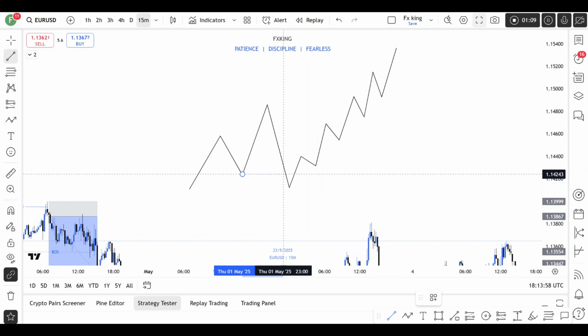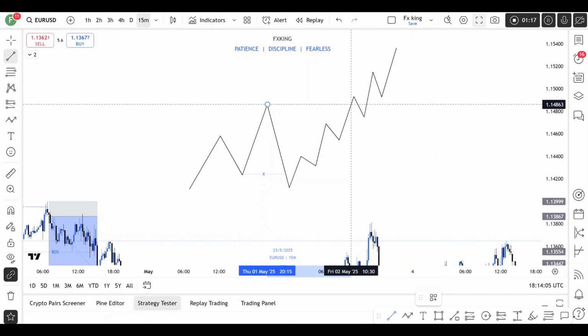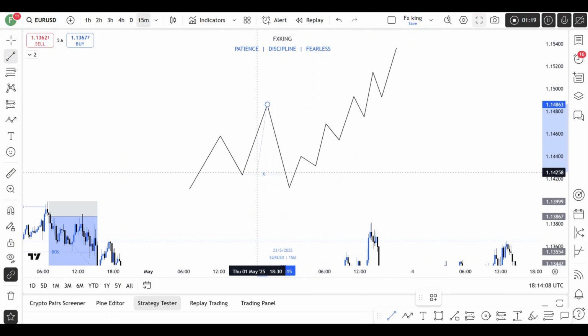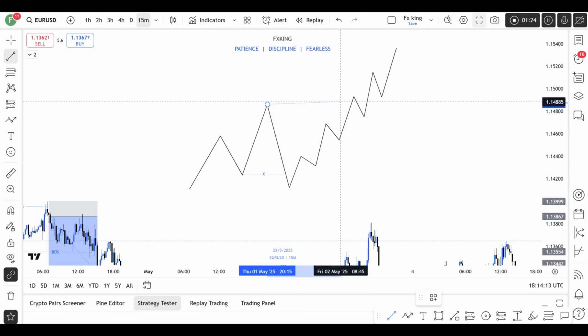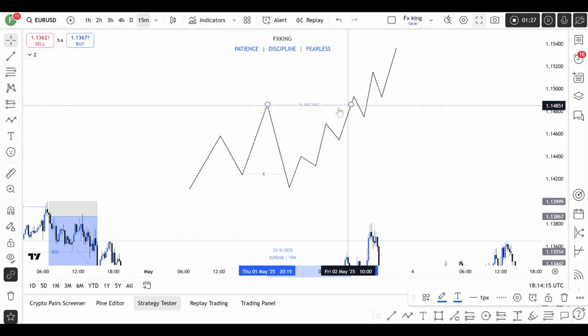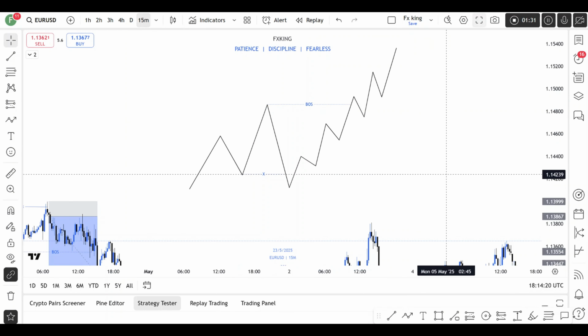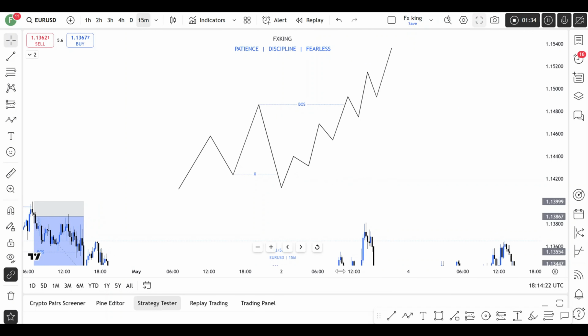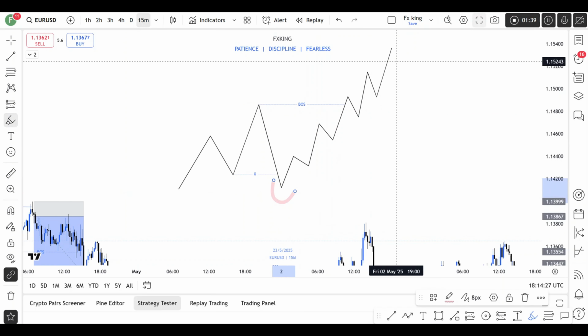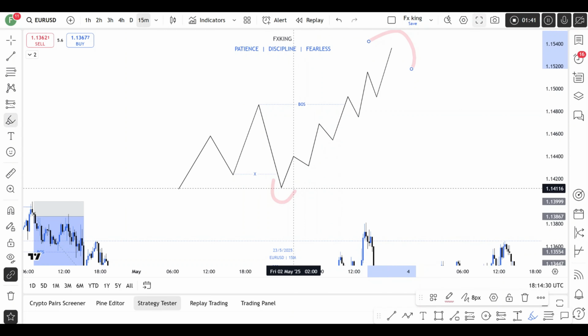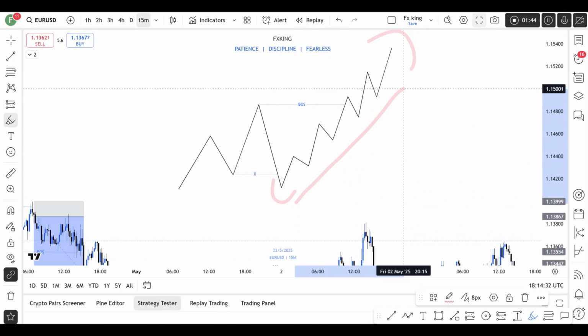So if I follow that principle, I'm going to mark this as my inducement here, right? And if I follow that very principle of a valid break of structure, which states that the valid break of structure must take out an inducement, which this move just did here, I'm going to mark my break of structure here, BOS. Now, after I've done all of this, I'm left with a trading range, right? From this low here to where price currently is, that is my range. So this zone is my trading range.